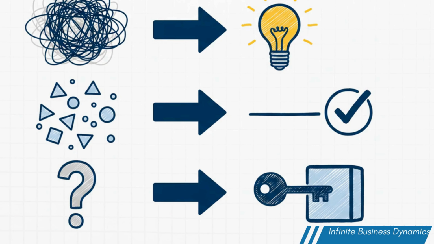So what's the real takeaway here? It's this. These tools give you a structured way to turn total chaos into real clarity. They help you move from just reacting to problems to actually getting ahead of them, making real decisions based on data, not just gut feelings.